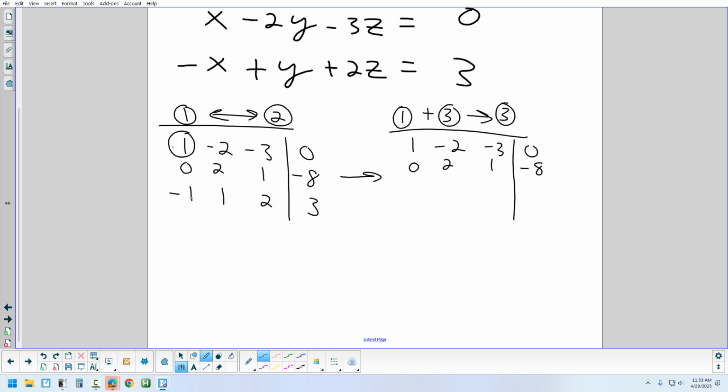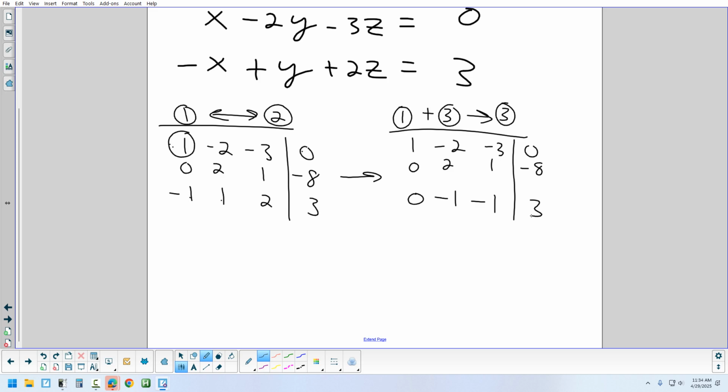Nope, everything looks good. We haven't put in row 3 yet, because we're doing the addition first. So let's add row 1 and 3 together and then put the answer as the new row 3. What's 1 plus -1? 0, and that goes in the new row 3. What's -2 plus 1? -1, and the answer goes in row 3. What's -3 plus 2? -1. And what's 0 plus 3? 3. There we go.